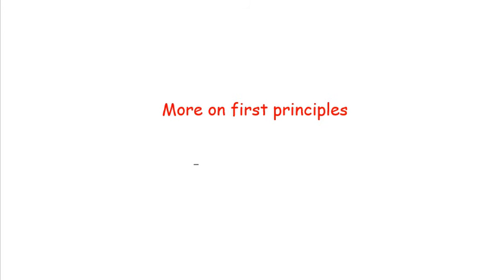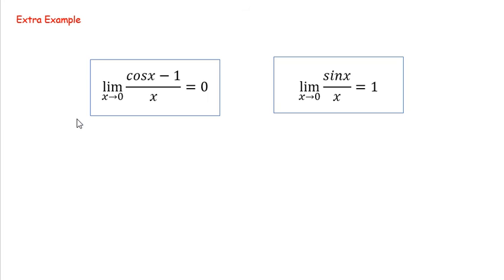Hi folks, just a wee extra video on first principles differentiation, just to show you a couple of useful results. The limit of (cos x minus 1) over x is equal to 0 as x tends towards 0, and the limit as x tends to 0 of sin x over x is equal to 1. Now I'll link in the video proofs to each of these, but you don't need to be able to prove them. They're just going to be useful results to us when we try our next example.